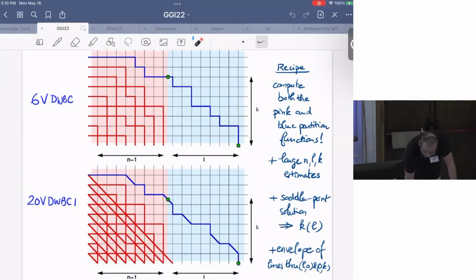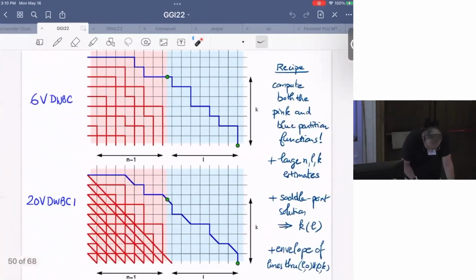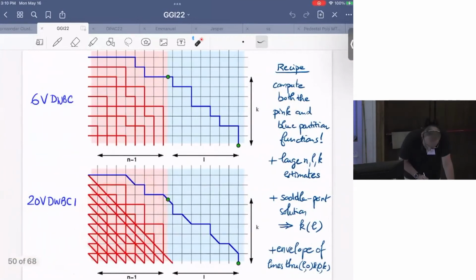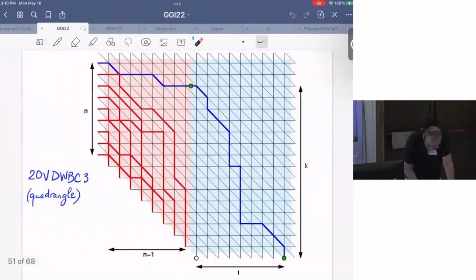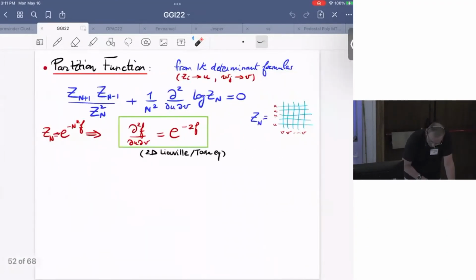And then you find which k, given L, is going to be the most likely. So you get a parametric family of lines, and then the envelope will be the Arctic curve. This is the same for domain wall boundary condition, and this would be the same for my quadrangle of Arctic ice. So all the same type of approaches.